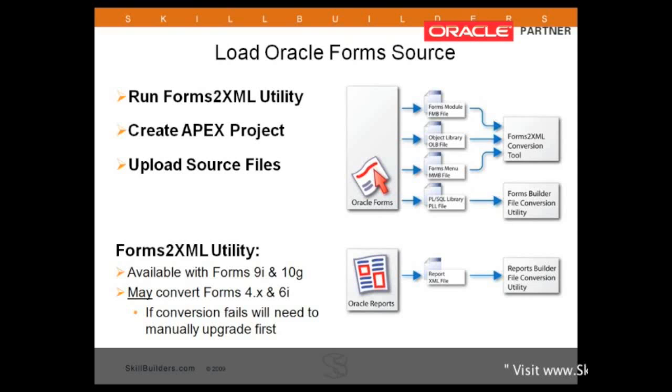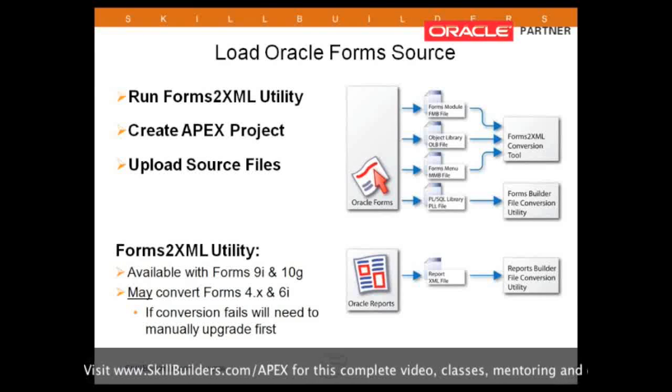Before we can get into the project, there's a couple steps, and they involve converting all of our source files over to XML. Now, depending on the file, there's a couple different ways to do this. There's a lot of different files involved with a forms application. We have FMBs, OLBs, and MMBs. Those three go through the forms to XML conversion tool. That was available from 9i and 10g, and that's the reason you need to migrate over first.